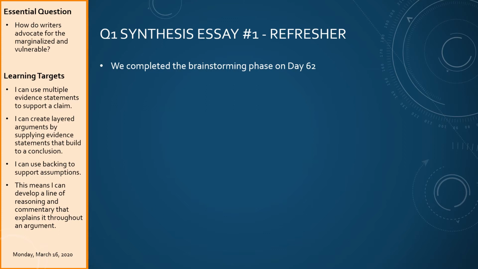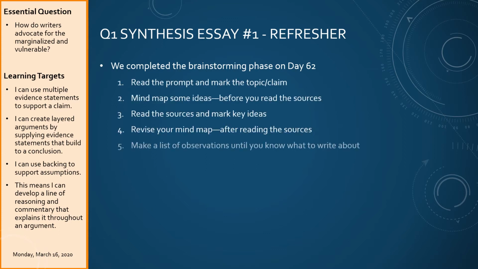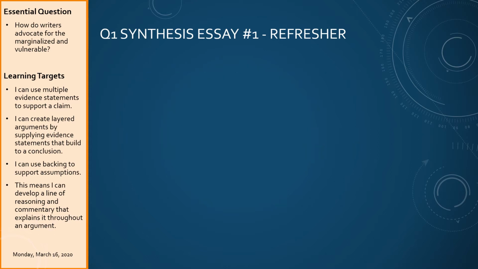All right, so we completed the brainstorming phase on day 62. That was steps 1 through 5 of the writing process. Here were those steps once again. First of all, we began by reading the prompt and marking the topic and claim. Then I had you create a mind map of some ideas, that is before we read the sources. Next, read the sources, and we marked some key ideas from those sources. Then I had you go back and revise your mind map after reading the sources. And finally, at the end of class, I asked you to make a list of observations until you were sure of what you wanted to write about.